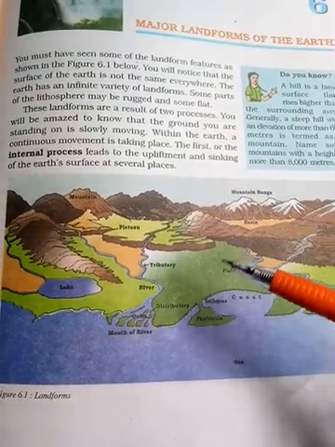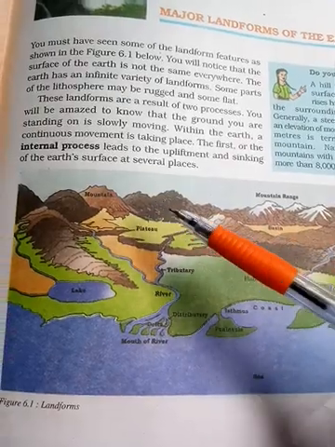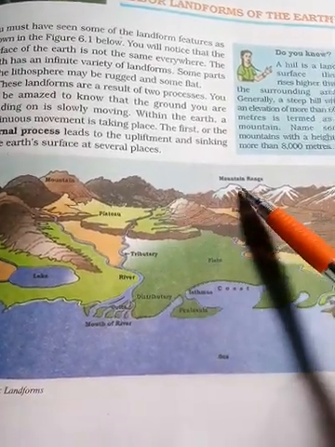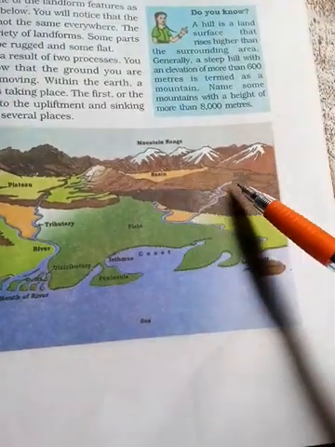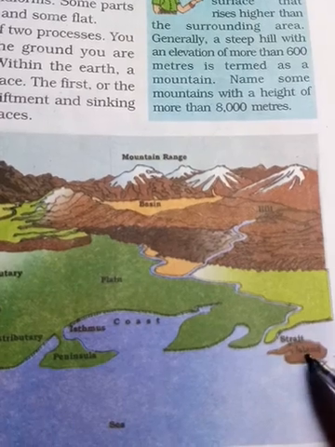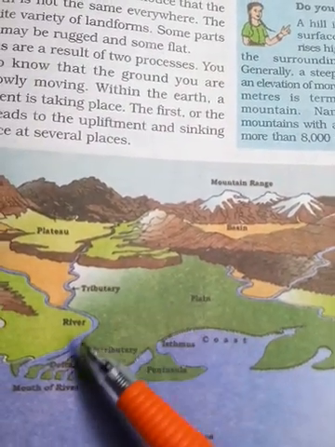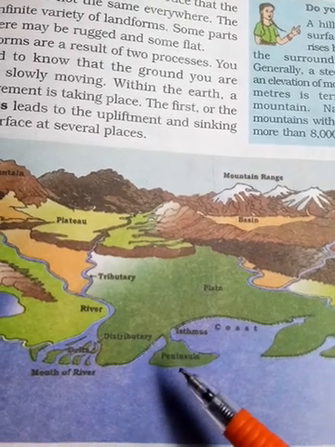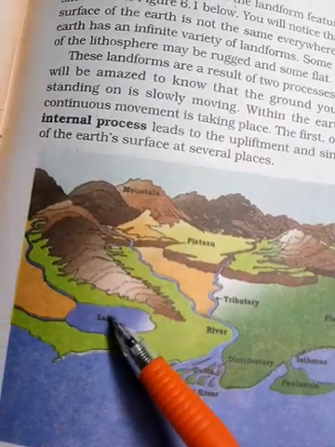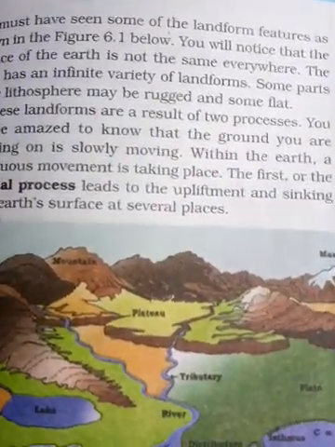Let us see. In the lithosphere area, you will find so many things, like mountains. These are the mountain ranges. Look here, even a basin, hills, straits, islands, island plain, tributary rivers, distributaries, peninsulas, mouth of the river, lake. Like that, so many landforms we have seen.